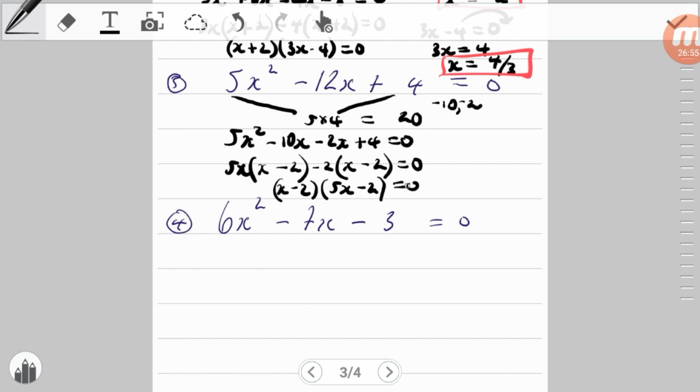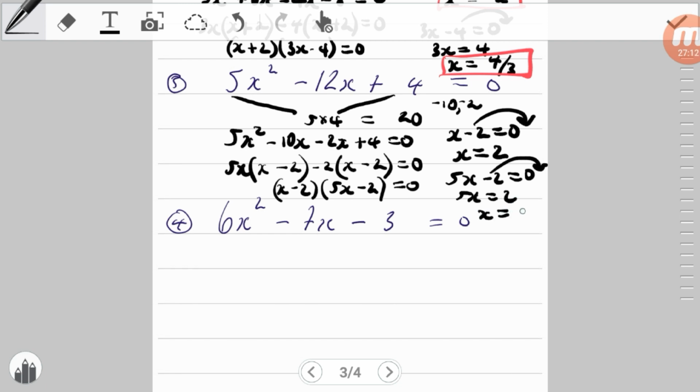And that's equal to 0. So once again, x minus 2 equals 0. Naturally, x is going to be equal to 2 by transposition. And of course, you have 5x take away 2 equals 0. Transpose to negative 2. 5x is going to be equal to positive 2. Therefore, x is equal to 2 over 5. And that produces the answer for that particular equation.